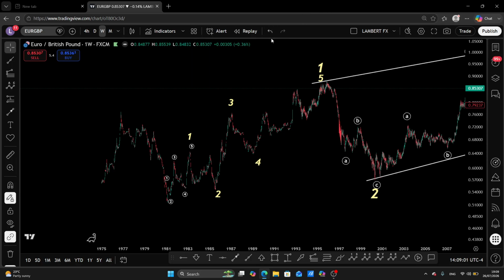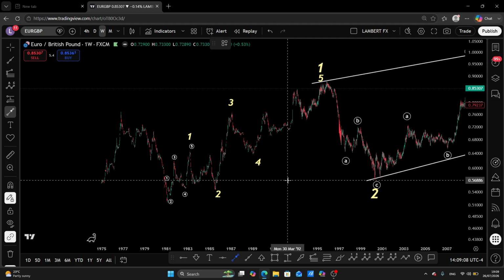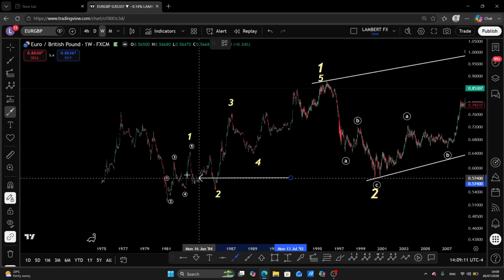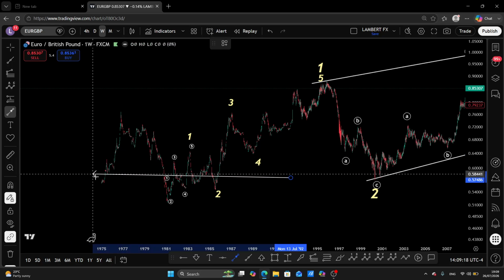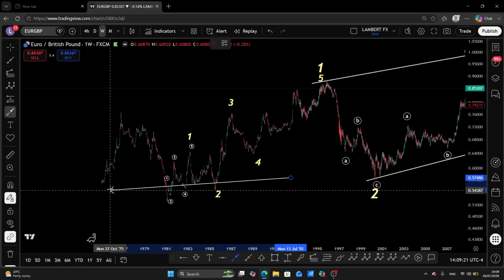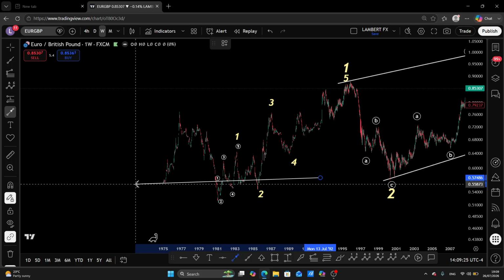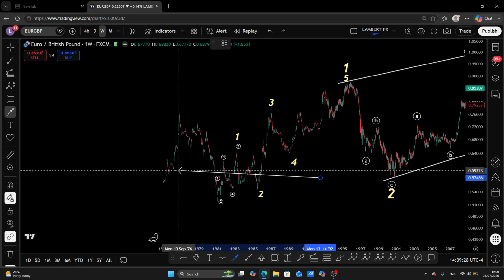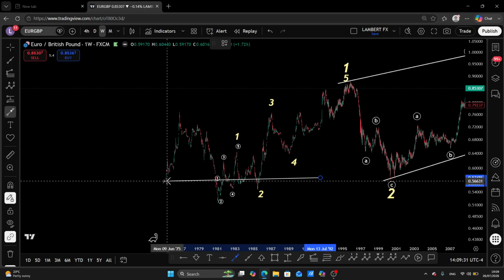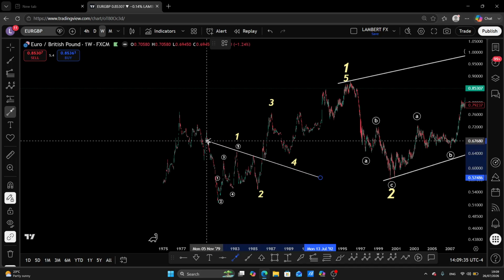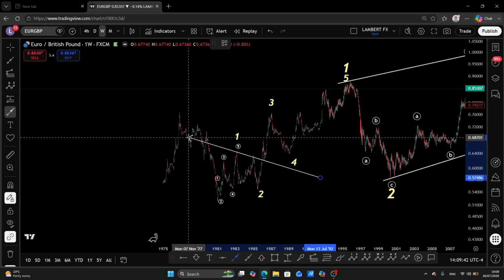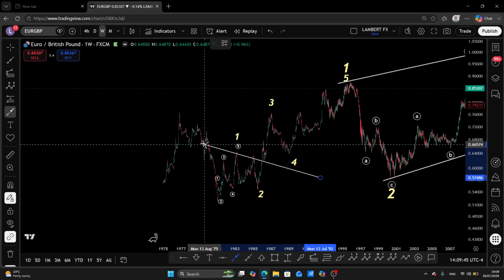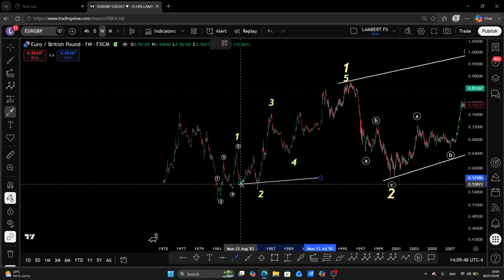So, weekly time frame, EURGBP, and we start from what we can see, the data we have from TradingView. It's backdating, I believe, to 1979. But what I want us to do is start the count from this low here, because we're not sure what happened to the left. So we basically count what we see. We're not guessing. We're counting the waves that we see on the chart.